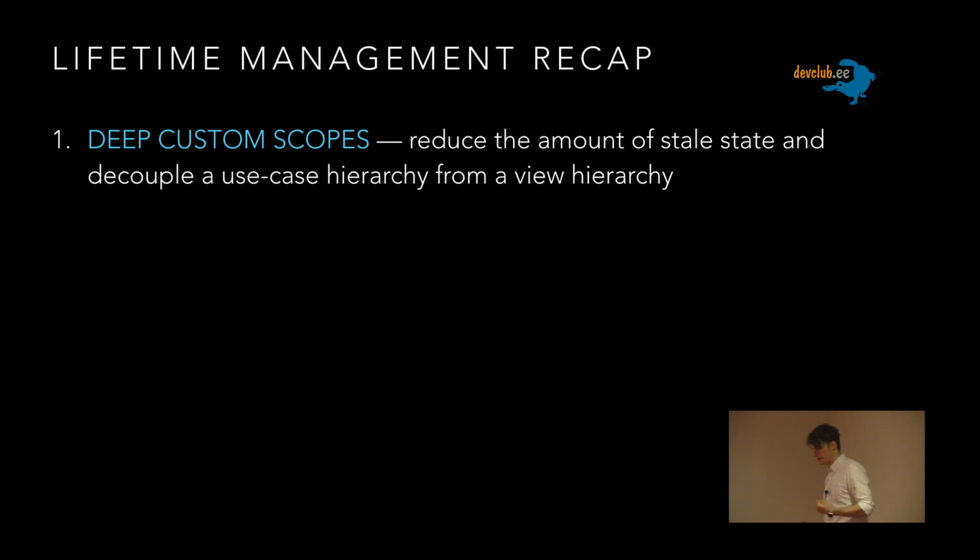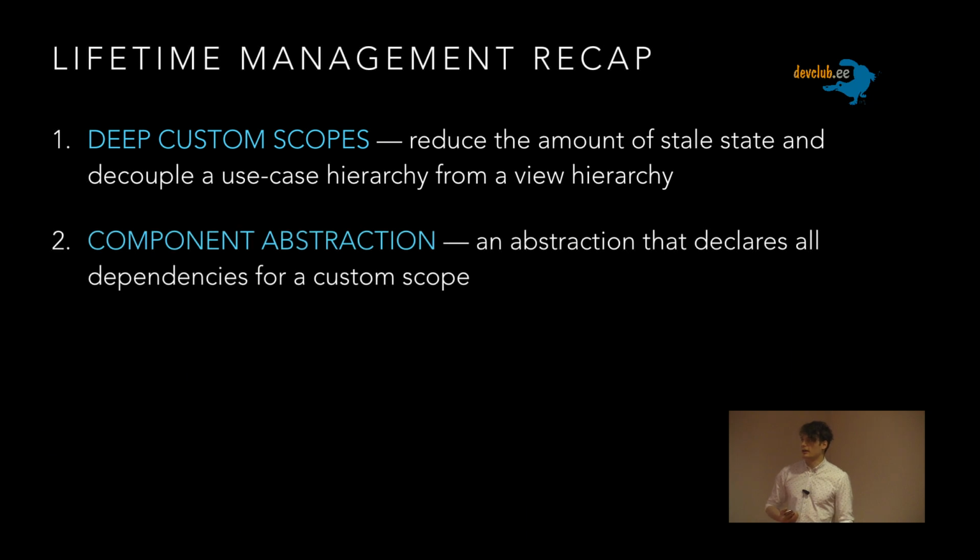So what did we learn here? We learned that deep scopes can be incredibly useful, especially in interactive applications, because they can decouple your use case and view hierarchy and allow you to avoid a lot of stale state. You keep only things you need, and you deallocate the things you don't need by having this deep scope hierarchy, not the shallow one, where you keep a lot of things at the global scope, a global state. We learned that component abstraction can be terrifically useful for hiding the implementation details of resolving our dependencies, but giving us some kind of a facade where to ask dependencies from.